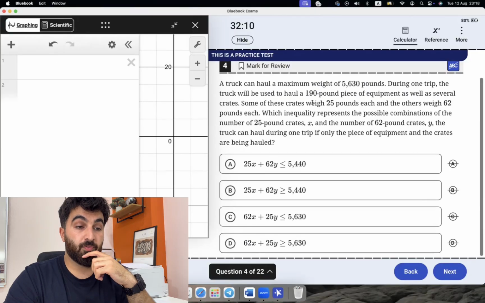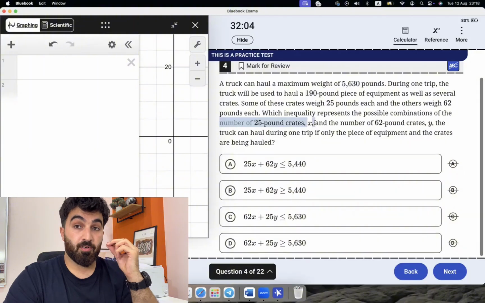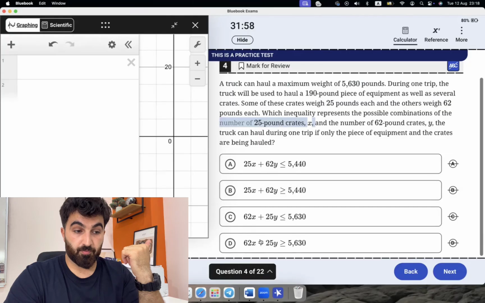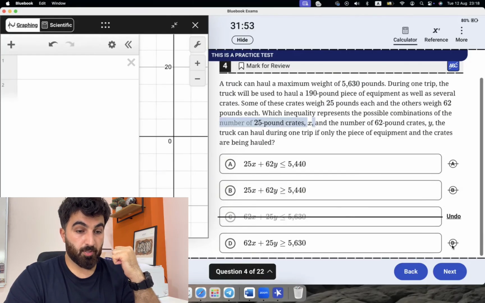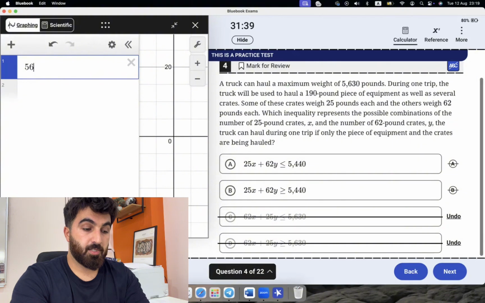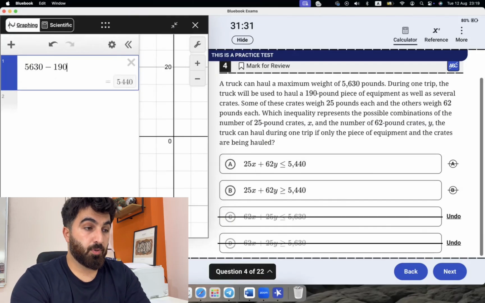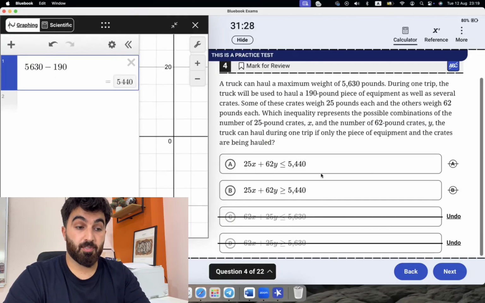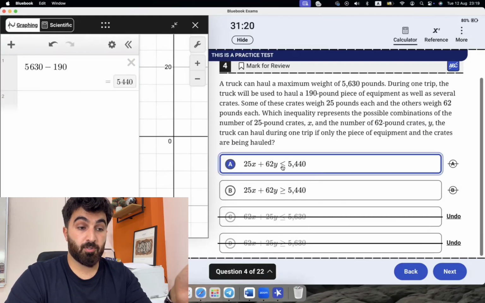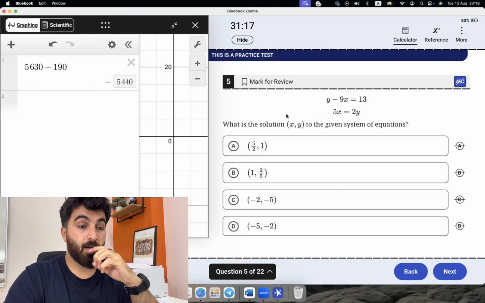Fourth one, 25 pounds, 62 pounds each. The crates, 20, the number of the 25s is x, right? So if one of them is 25 and we have x of them, you have to multiply x by 25, right? We got 5630 of them, right? And during the trip, the truck will be used to haul a 190 pound piece of equipment. Minus 190 for the piece of equipment, right? So we have 5440 left, and the other weights, the crates could be maximum 5440, so it must be less than, not more than. And this is the system of equations.